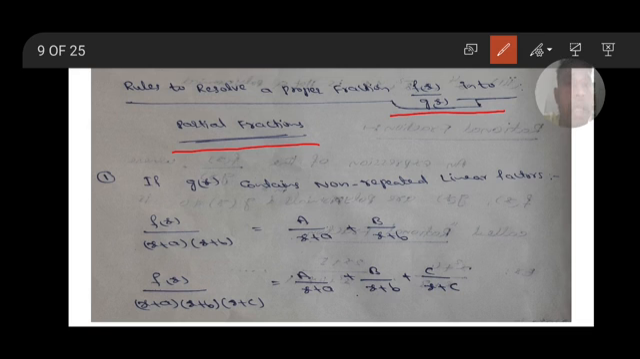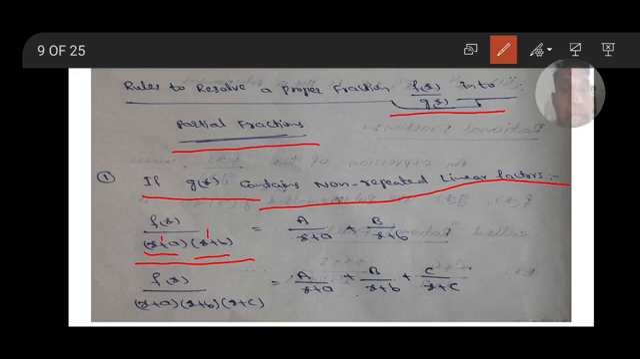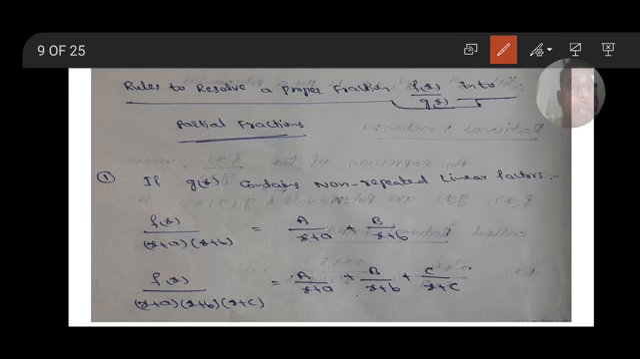In the first method, if g of x, meaning the denominator in the fraction, contains non-repeated linear factors, that is f of x by x plus a, x plus b. In the denominator, we have x plus a, x plus b. They are 2 factors with x degree 1, meaning they are linear factors. Then it can be expressed as capital A by x plus a plus capital B by x plus b, where capital A, capital B are constants we have to find out. How we find them, I will explain in the problems.